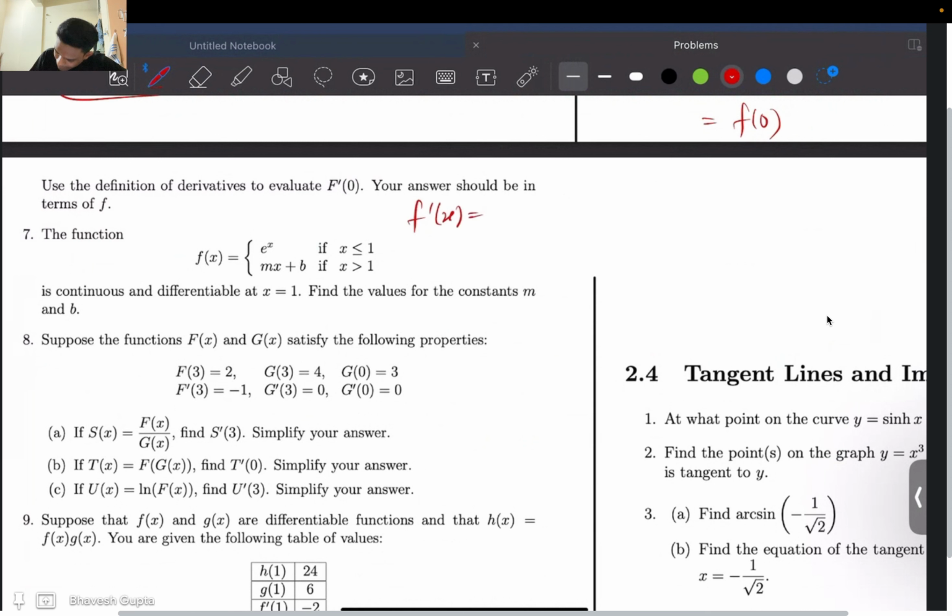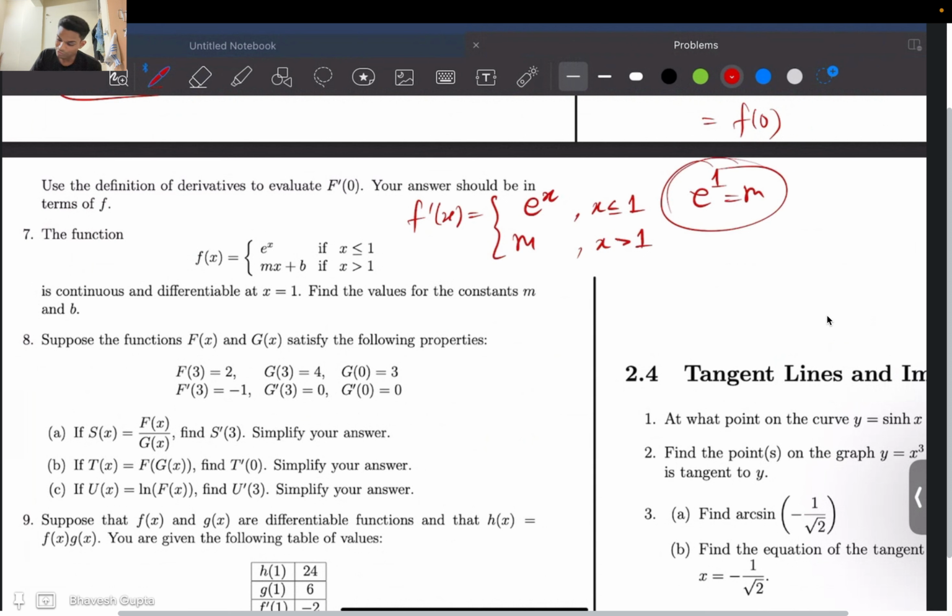That is, I'll go and take a derivative. This will be this. This will be m. This is for x less than or equal to 1, and this is for x greater than 1. And since this has to be differentiable, that means this f dash x has to be continuous, right? That means my e to the power 1 has to be m, right? So from here I know that my m value is e.